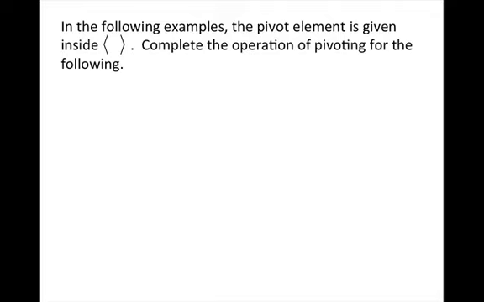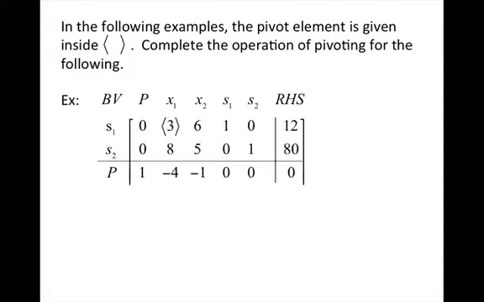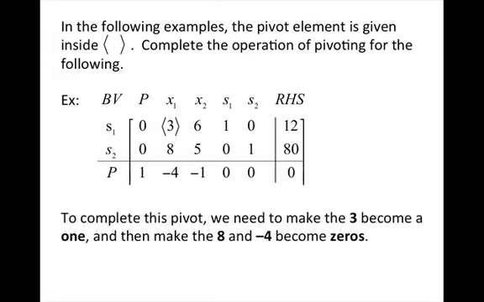In the following examples, the pivot element is given inside the brackets, and we're going to complete the operation of pivoting for the following. So let's look at our first example. We're told that the pivot element is a 3. So to complete this pivot, we need to make that 3 become a 1 and make all the other elements, the 8 and the -4, become zeros.